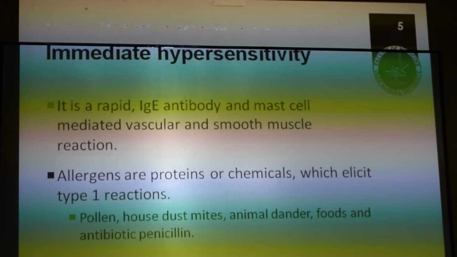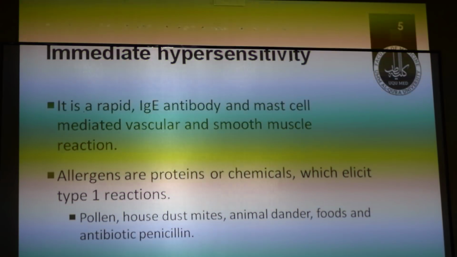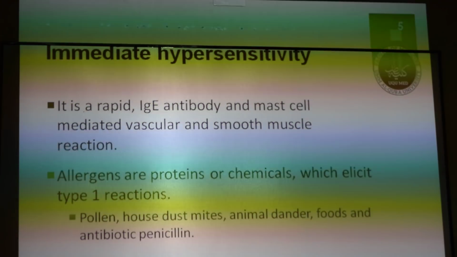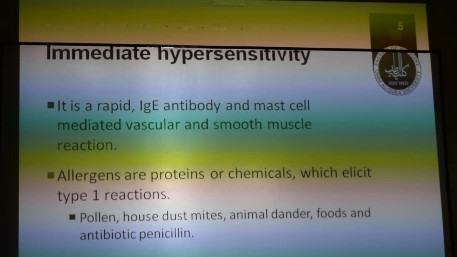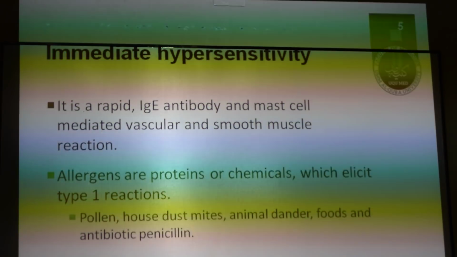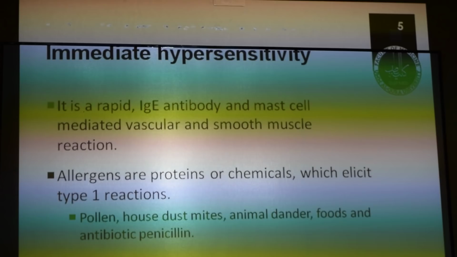And what type of allergens can cause this? That can be proteins or chemicals like pollens, house dust mites, animal dander, food, and even sometimes antibiotics like penicillin, very well known for causing allergy, type 1 hypersensitivity.